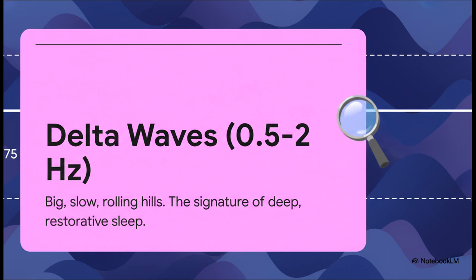But here's the really important part, the detail that matters. For a wave to officially count as delta for deep sleep, it not only has to be slow, it has to be big, over 75 microvolts in amplitude. It's got to have both.